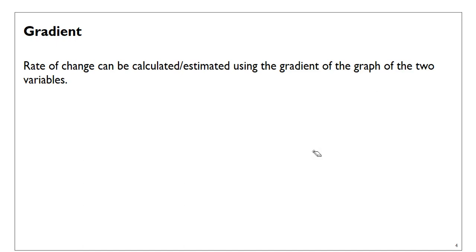Anyway, so that's rate of change. It's just how fast something is changing with respect to something else. Another term that is often associated with this topic of rate of change is the concept of gradient. So rate of change can be calculated or estimated. I think in physics, a lot of the rate of change calculation is actually an estimation. So you can either calculate or estimate it using the gradient of a graph of the two variables.